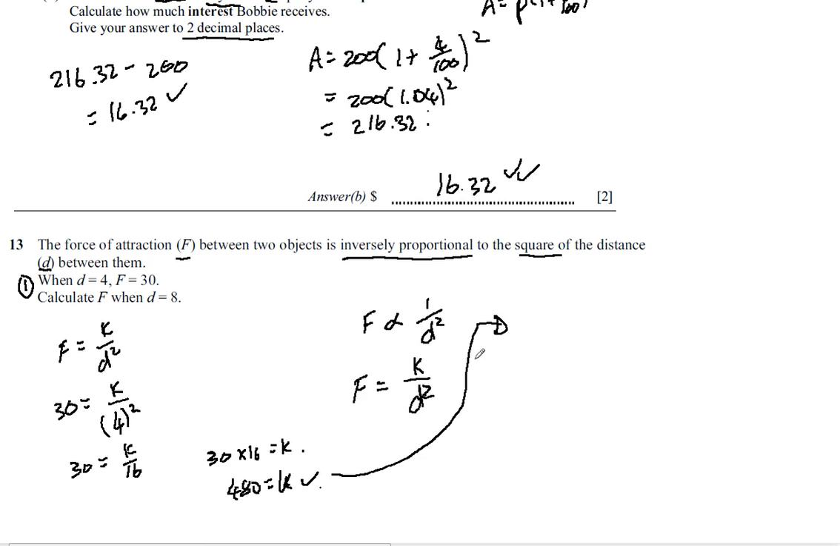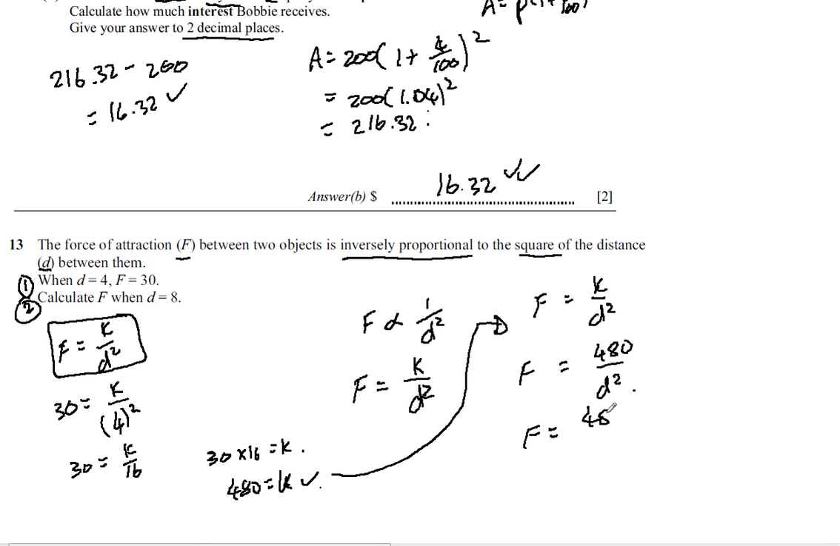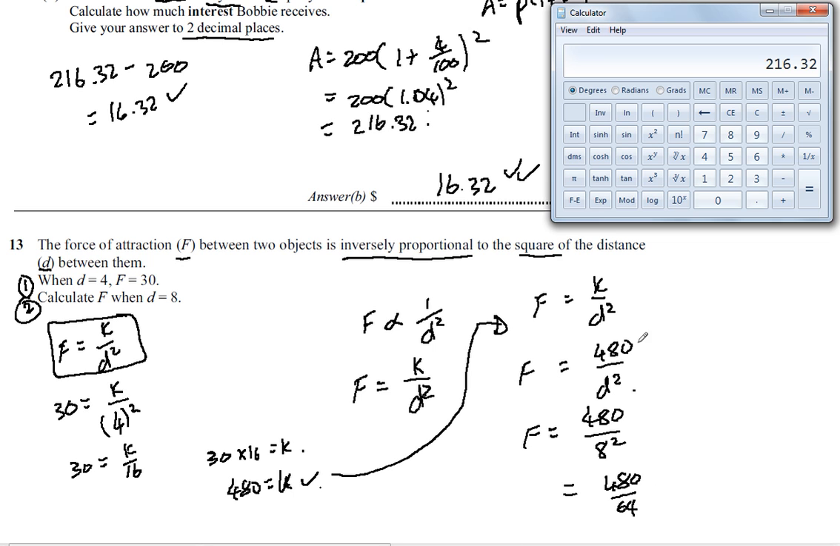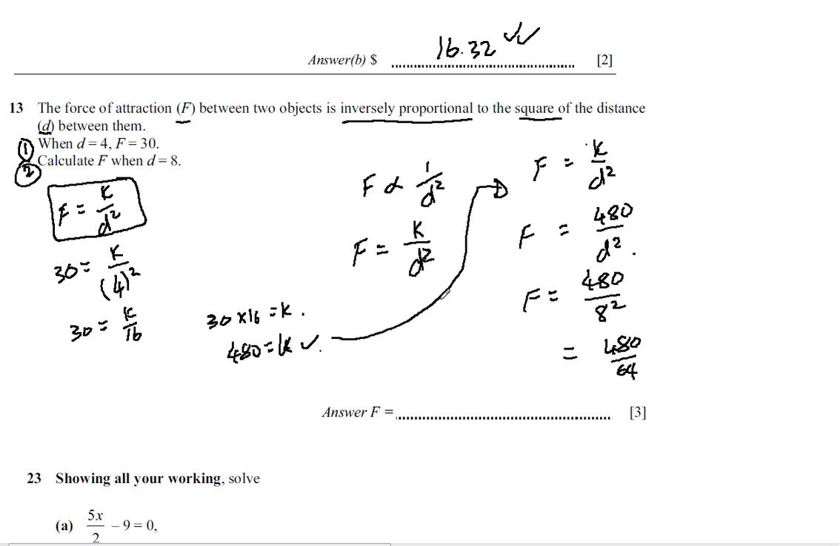Alright, so the next step now is to rewrite the formula that we had in the beginning. F is equal to k over d squared. We now know what k is. K is 480. So now we can do the question. Next step, calculate F when d is equal to 8. So when d is 8, you just substitute 8 into d, 480 over 8 squared, which is 480 over 64, and using our calculator, 480 divided by 64 is 7.5. So that's F.